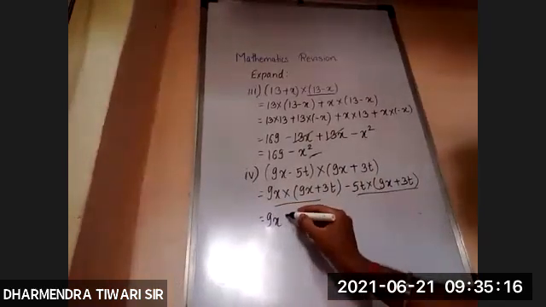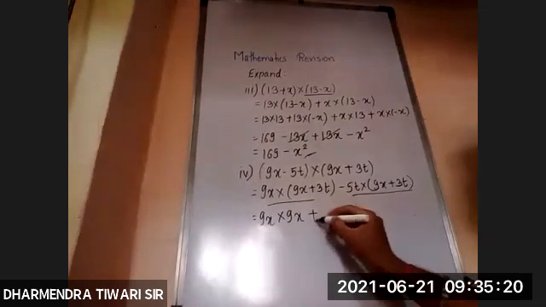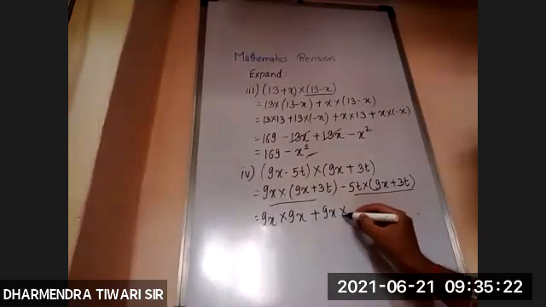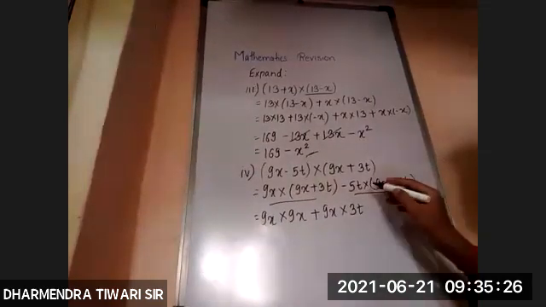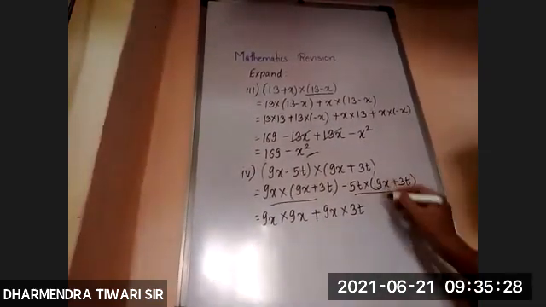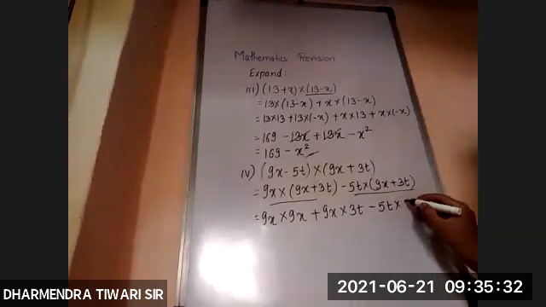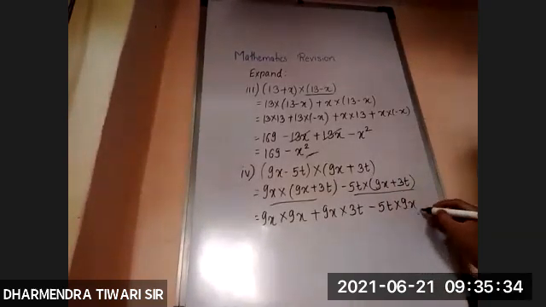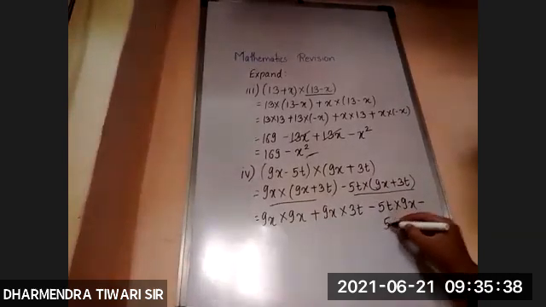9x into 9x plus 9x into 3t. So here we are having minus, so plus into minus is minus, minus 5t into 9x, again plus into minus is minus, 5t into 3t.